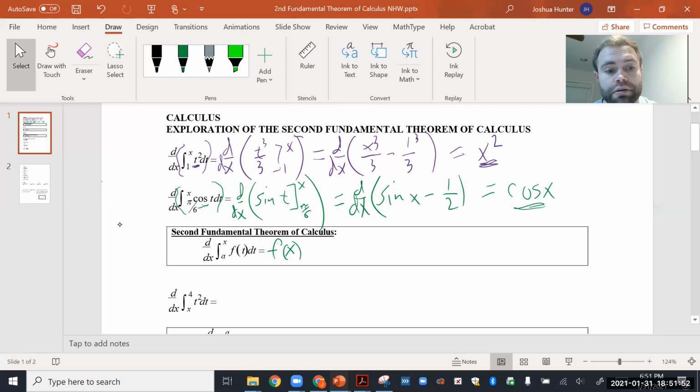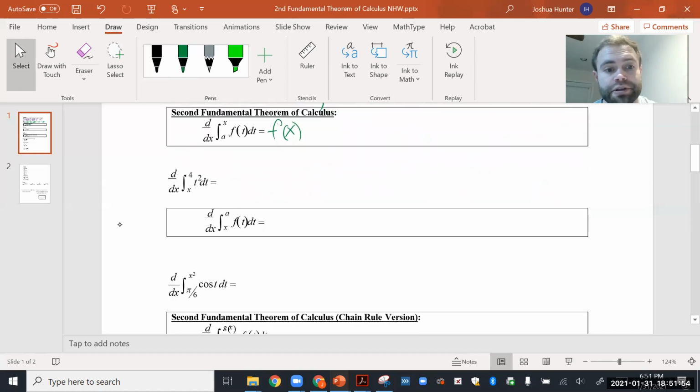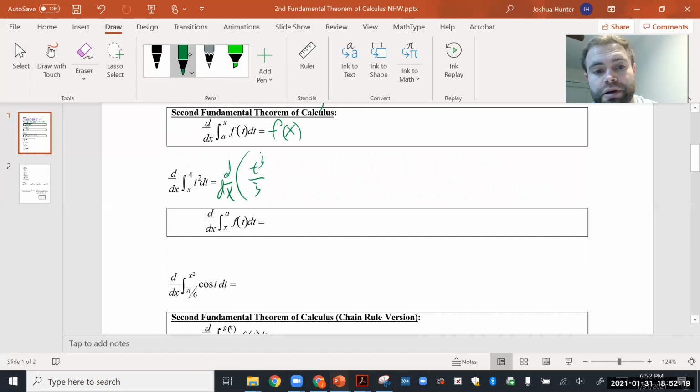Now, let's look at one slight difference here on this one. The difference on this problem is they've switched the limits. I'm going to switch the limits to be like what we had before. Actually, you know what? I'll show it the whole way. We're taking the derivative of the integral of t squared. Again, will become t cubed over 3, evaluated from x to 4.